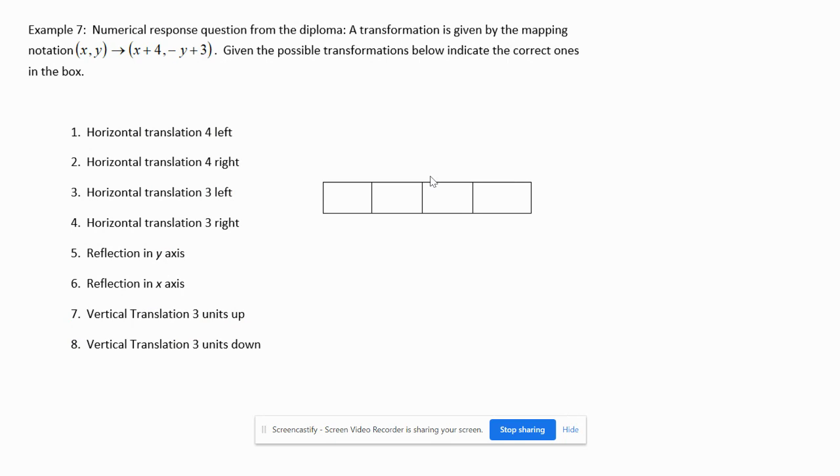So here's a past diploma question. Transformations given by mapping (x, y) goes to (x plus 4, negative y plus 3). Determine the possible transformations below to indicate the correct ones. So what the mapping notation is saying is that my x value goes 4 to the right. That's telling us the same thing as that we have an f of x minus 4. Now, if I have negative y plus 3, negative y means reflection, so I'm multiplying my y's by a negative. So that's a reflection in the x-axis. I'm going to have it like this, and I'm going to have a plus 3 like this.